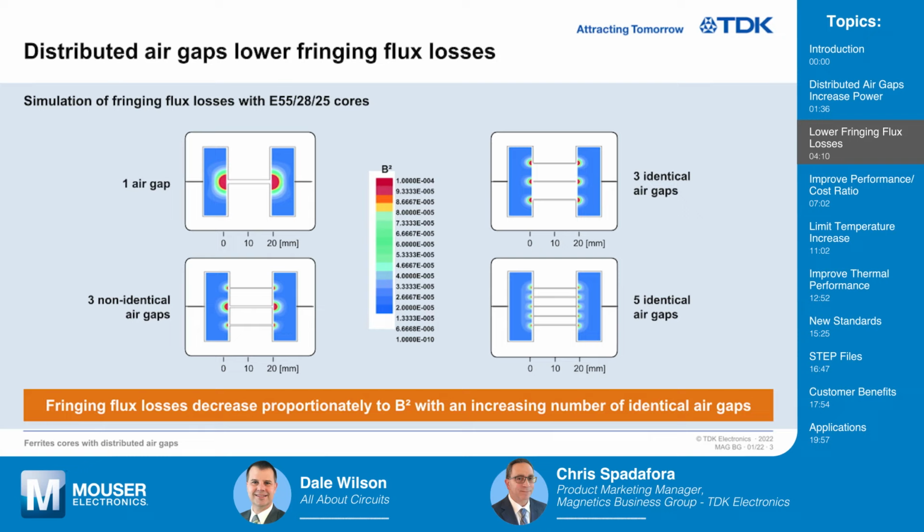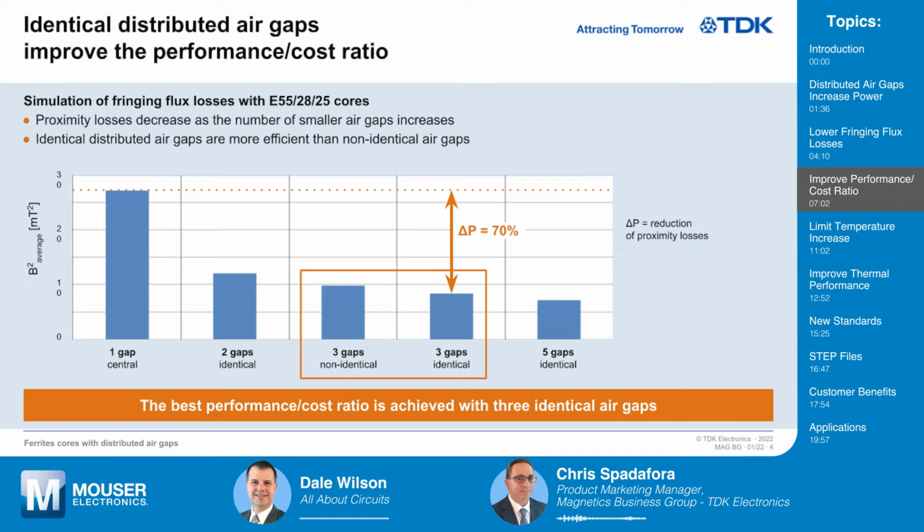Excellent. So you had asked about the three non-symmetrical gaps, and I touched base on the five gaps on the previous slide. But let's take a look at this. We've done a lot of simulation and a lot of actual hard studies as far as physical measurements. And what we found is the proximity losses decrease as the number of smaller air gaps increase, right? And then one says, okay, well, if that's the case, then give me as many air gaps as you can. Well, at some point in time, one really's got to look at the cost. What does it cost to do this? And what's the sweet spot?